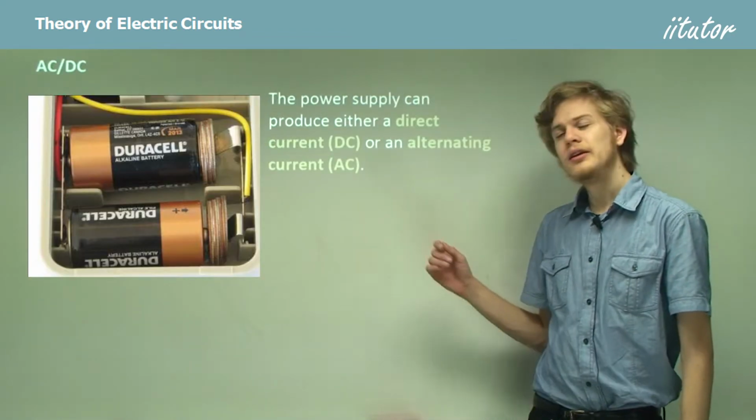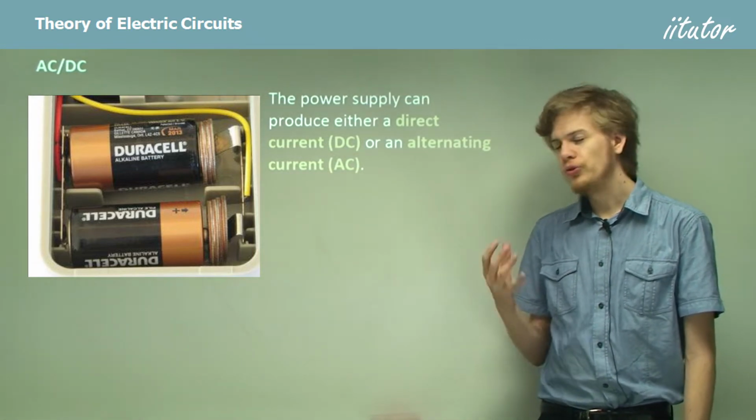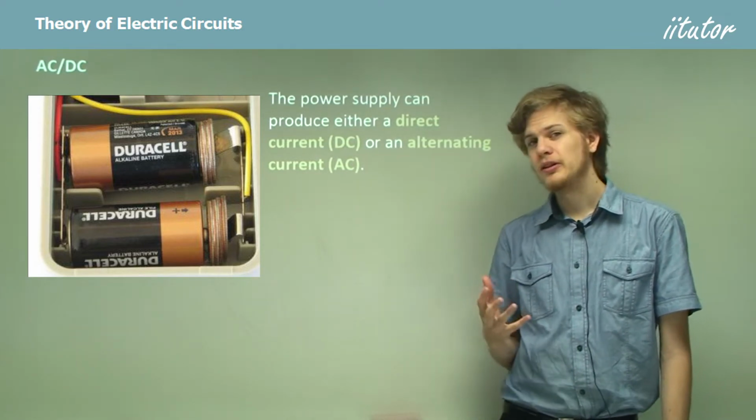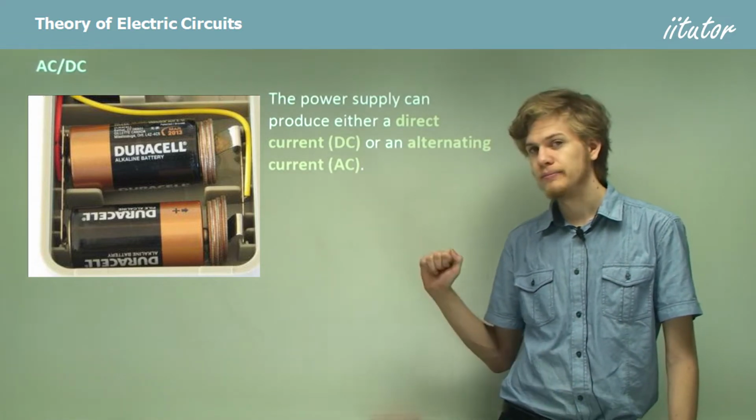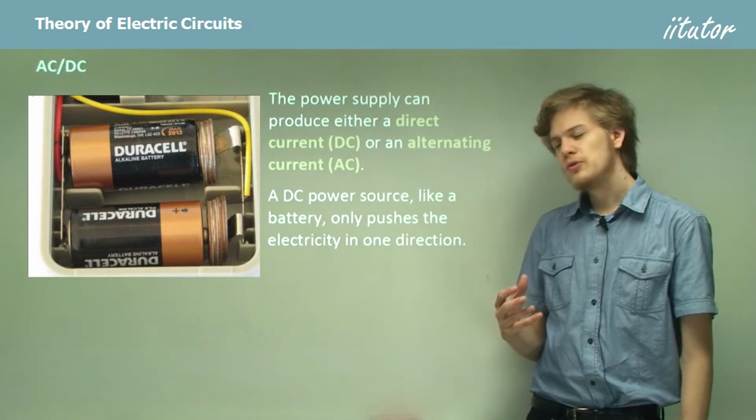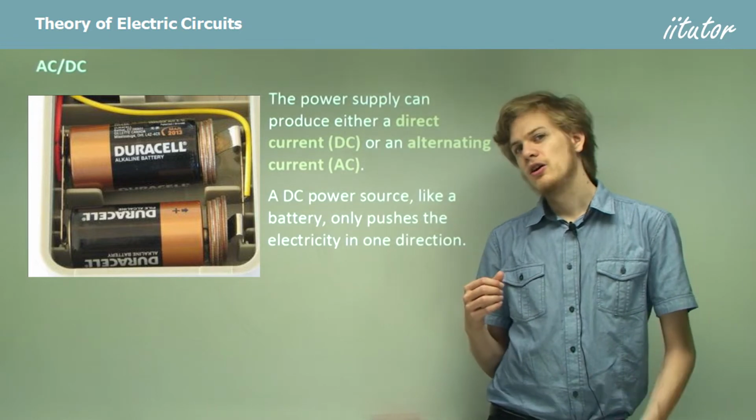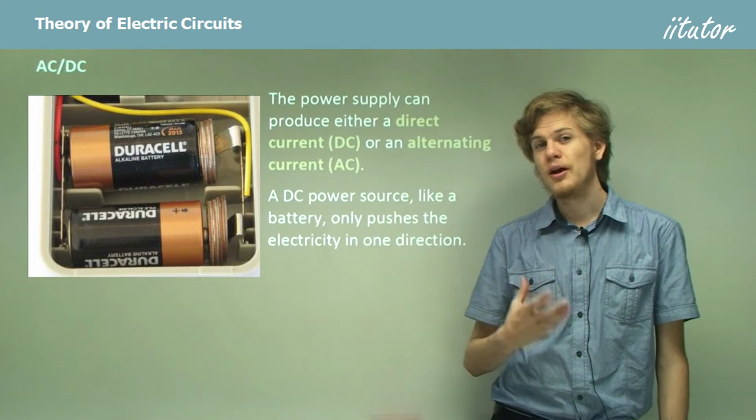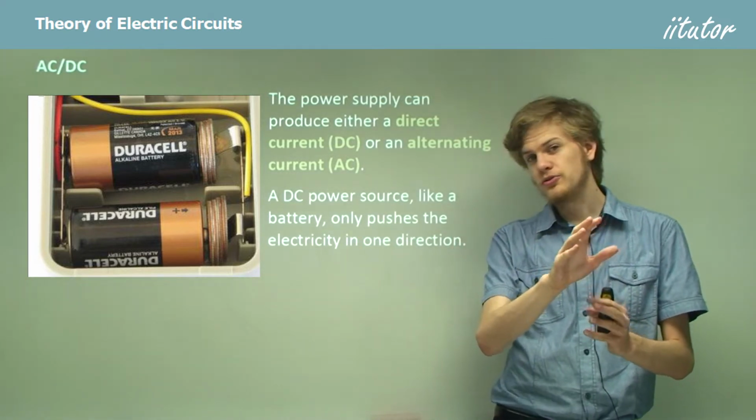The power supply can either produce a direct current, that is DC, or an alternating current, that is AC. If we have a battery, it'll produce direct current. If we have the power mains, it'll produce an AC current. So a DC power source, like a battery, only pushes the electricity in one direction. The chemical reaction inside a battery causes a constant fixed voltage to appear at the ends of the battery. So this will simply constantly push electrons in one direction.